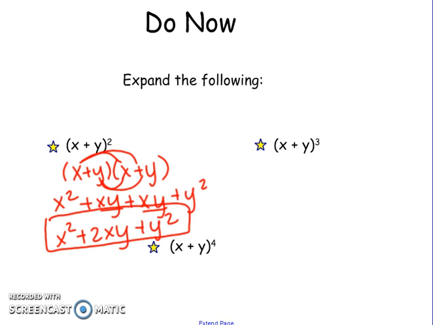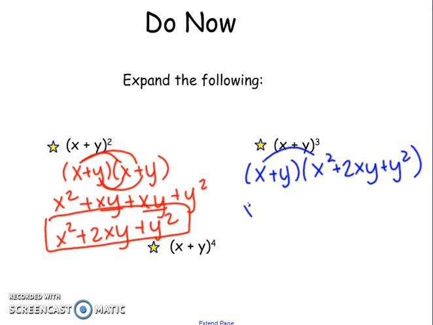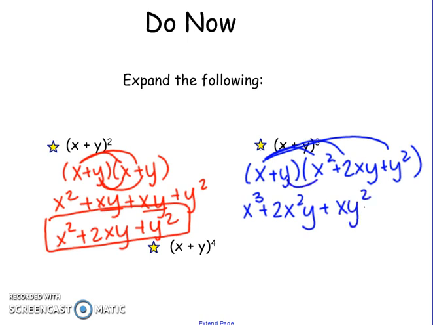Okay, so now if we have to do (x plus y) to the third, we have to write it 3 times and FOIL it. Well, since we already wrote it twice and FOILed it, we can just take the extra x plus y and now FOIL it with our answer from the first example. So x times x squared is going to give me x cubed. X times 2xy is going to give me a 2x squared y. And then I have xy squared. And then I have x squared y.